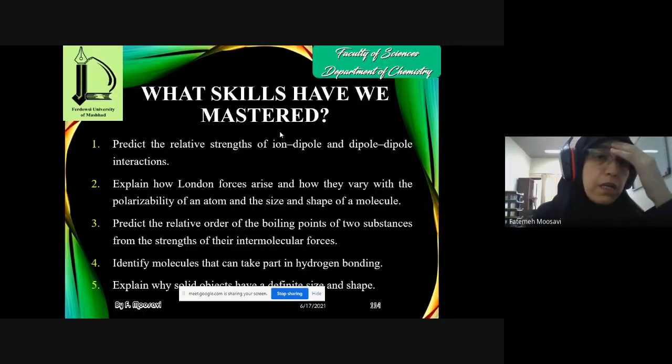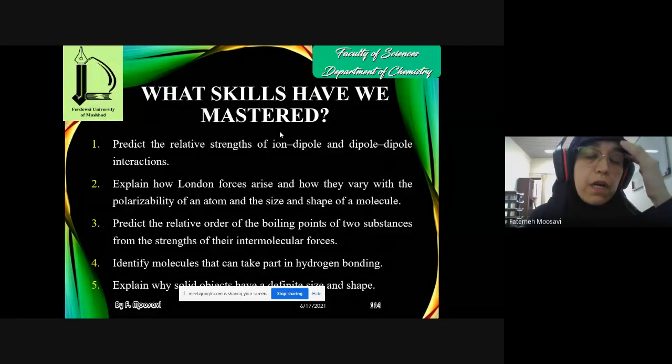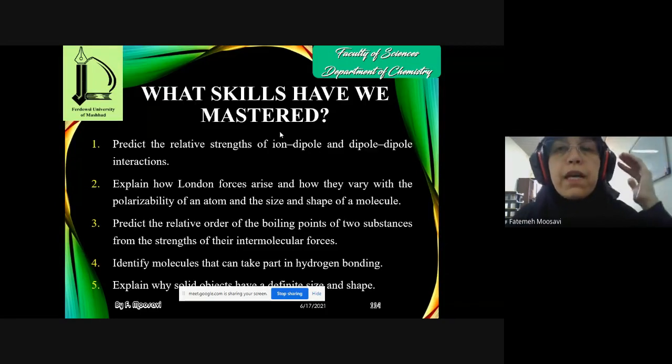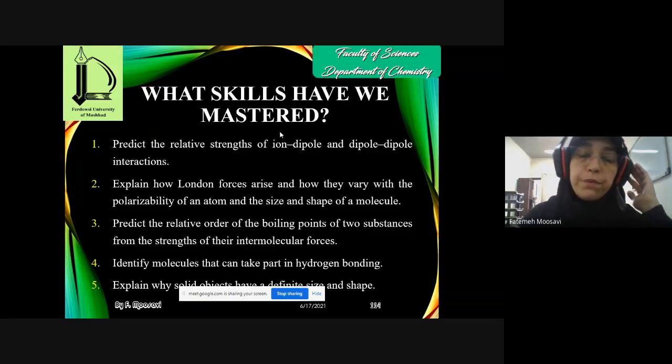At the end of this lecture, I hope you can predict the relative strength of ion-dipole and dipole-dipole interactions, and explain how London forces arise, and how they vary with the polarization of an atom and the size and shape of a molecule. You should be able to predict the relative order of boiling points of two substances from the strength of their intermolecular forces. You should be able to identify molecules that can take part in hydrogen bonding and explain why solid objects have different size and shape.